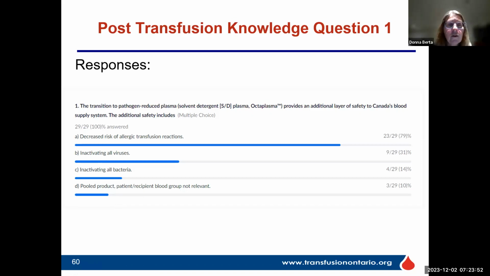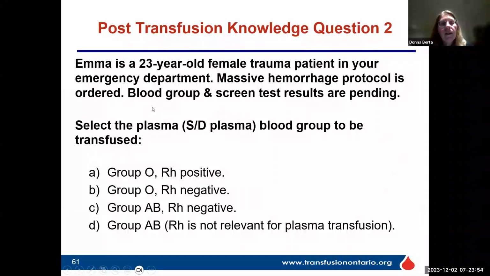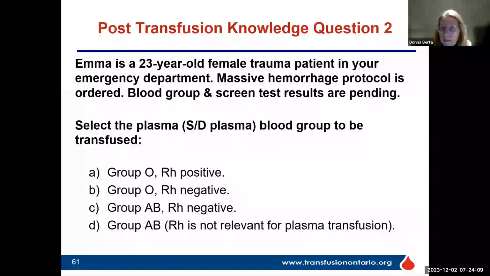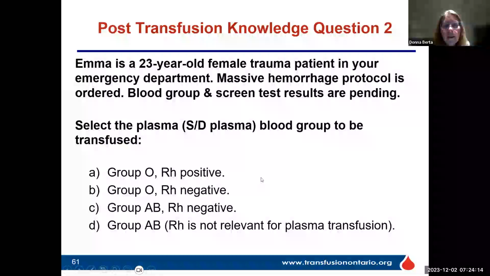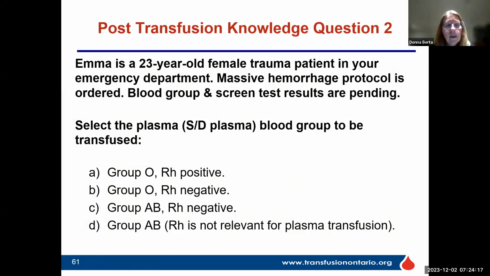including SD plasma transfusion. Our second question: Emma, our young female trauma patient in your emerge with an active massive hemorrhage protocol and a blood group and screen test that is not yet completed. Select the SD plasma, or plasma for that matter, blood group to be transfused. So is it A, group O, Rh positive, B, group O, Rh negative, C, group AB, Rh negative, or D, group AB, Rh is not relevant for plasma transfusion? And again, I'll give you a minute to consider those options.